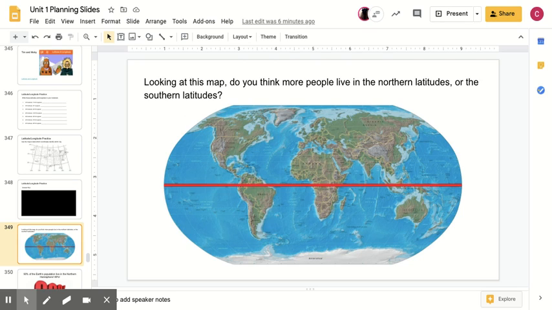Looking at this map, do you think more people live in the northern latitudes or the southern latitudes? I'm going to pause the video for a minute. I'd like you to pause as well and look at the map and make a prediction. Do you think more people live north of the equator or south of the equator?